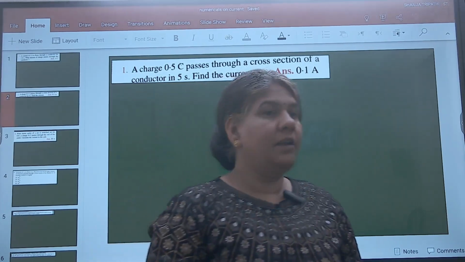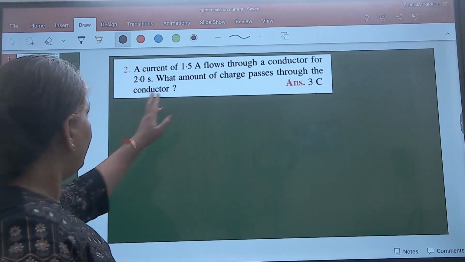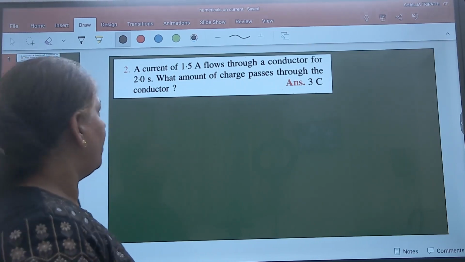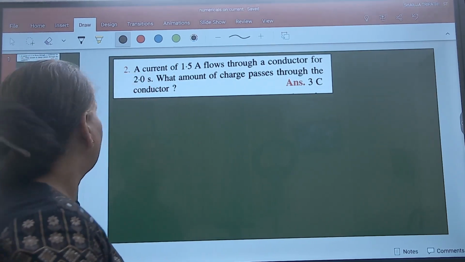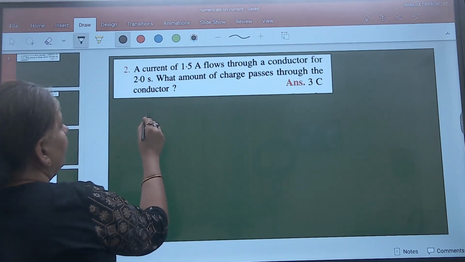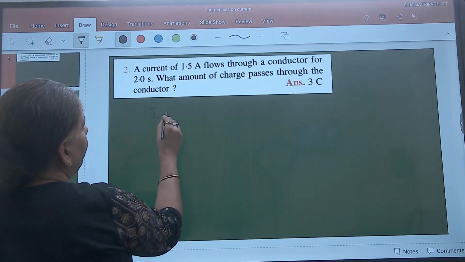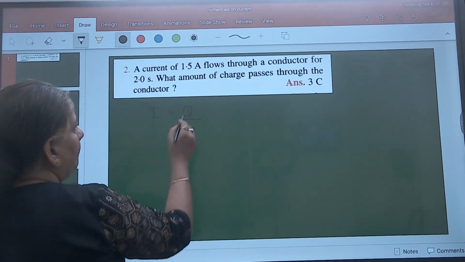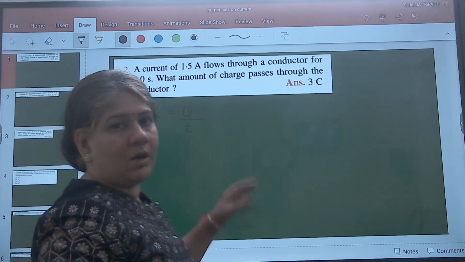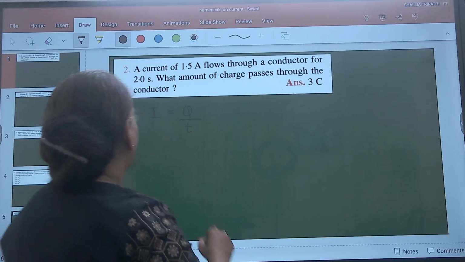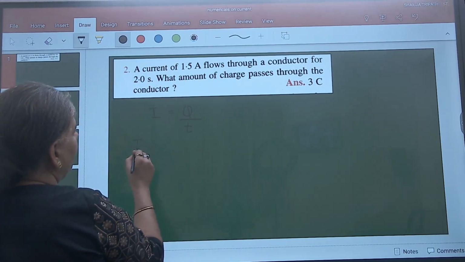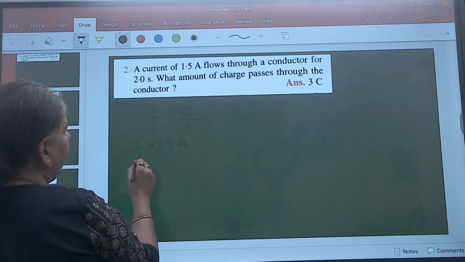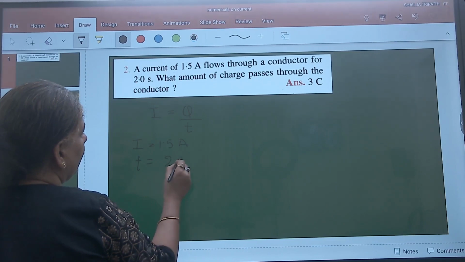So let's get started. Our first question is: a current of 1.5 ampere flows through a conductor for 2 seconds. What amount of charge passes through the conductor? To solve this question, we'll use the relationship that current is equal to rate of flow of charge, that is Q by T. Rate means the physical quantity charge is divided by time. In the question we are given the value of I, that is 1.5 amperes, and the value of T, that is time, 2 seconds.